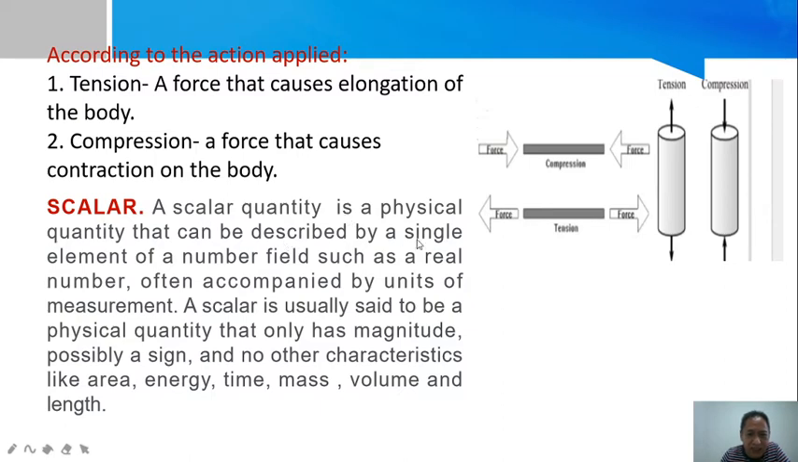A scalar quantity is a physical quantity that can be described by a single element of a number field, such as a real number, often accompanied by units of measurement. A scalar is usually said to be a physical quantity that only has magnitude and possibly sign, and no other characteristics. Examples are area, energy, time, mass, volume, and length, etc.